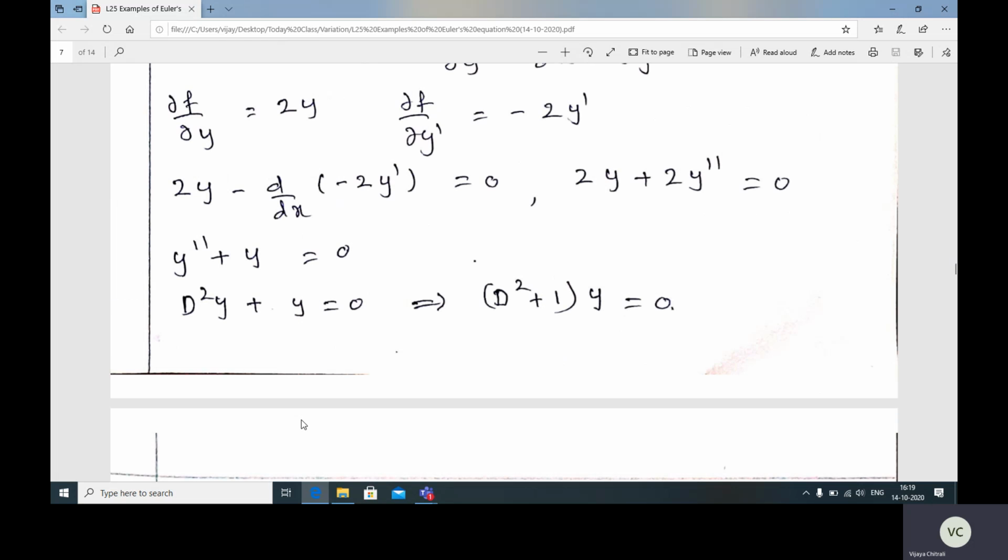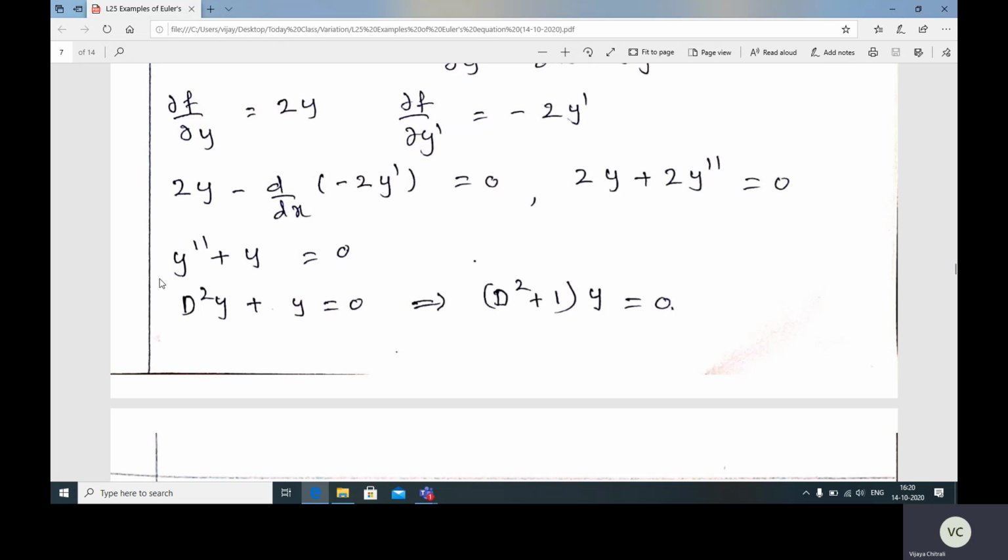So 2y minus d by dx of minus 2y dash. This minus into minus is plus, and 2 is common. Taking 2 common and sending it from LHS to RHS, 0 into something is 0. So we get 2y plus d by dx of y dash, which is y double dash. So 2y plus 2y double dash is equal to 0. Take 2 common and send it from LHS to RHS, so 0 into something is 0. What is left is y double dash plus y is equal to 0.